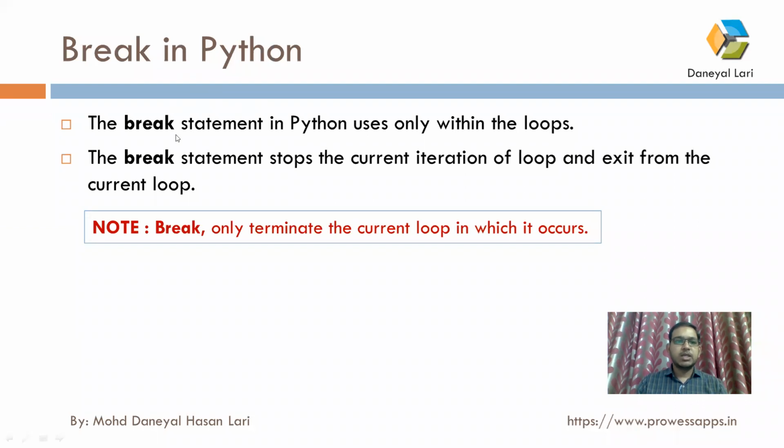So let's see what is break. The break statement in Python is used only within loops. The break statement stops the current iteration of the loop and exits from the current loop. So it will stop the execution of the loop, but which loop? Why am I asking this? Because we can create loops within loops, which means we can create a nested loop. Suppose we are using the break statement in the nested loop, so it will stop the execution of the nested loop, not of the outer loop. Why? Because the break statement stops only that loop in which the break statement is in use. So remember this point also.